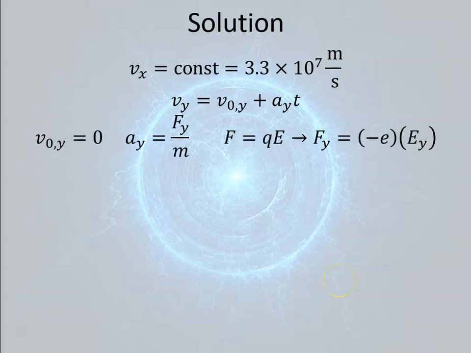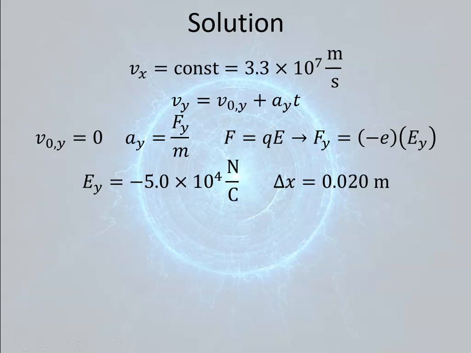So v naught y is 0. a sub y, well, Newton's second law, force equals mass times acceleration. So a sub y is the force divided by the mass. The force is given by F equals qE, and the electric field is pointed downward. So F equals negative eE, because it's an electron, and the electric field itself is pointed downward. So actually, overall, the force is going to be pointed upward. I meant to say the electric field is pointed downward, but the charge is negative, so the electric force is going to end up being pointed upward.